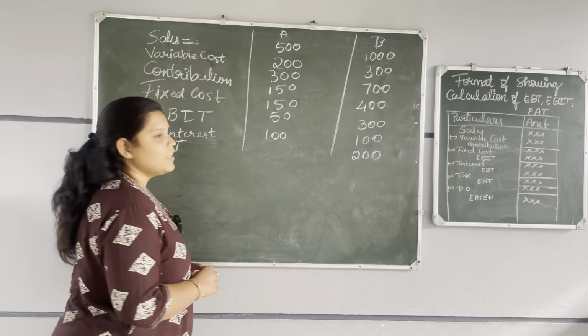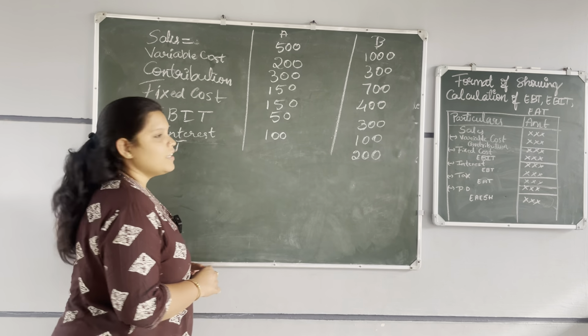So first they have given all the requirements we want: sales, variable cost, contribution, fixed cost, EBIT, interest, EBT. For company A and for company B they have given both the amounts as it is. We will go through company A first and afterwards company B. We start from company A.